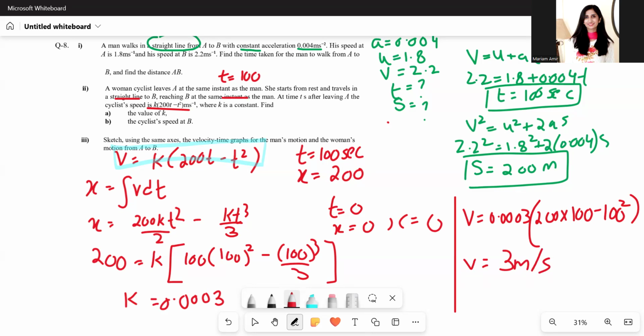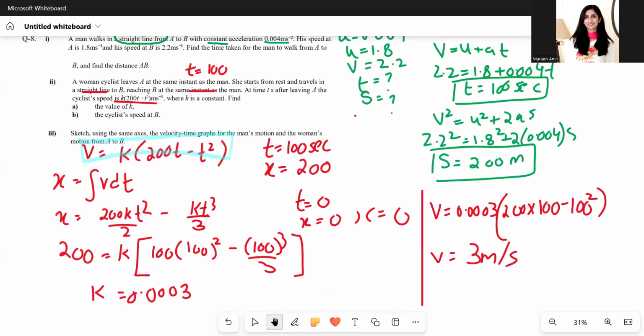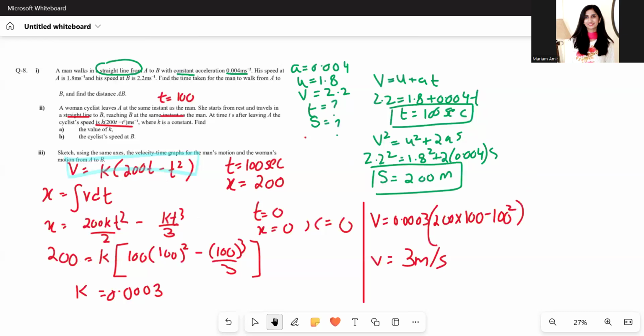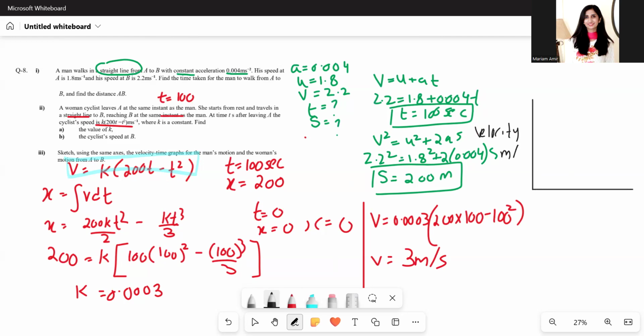Sketch using the same axes the velocity time graph for the man's motion and the woman's motion. Okay, so velocity on the y-axis in meters per second, time on the x-axis in seconds. So we know u, v, and t. For the man, u is 1.8, so 1.8 here. v is 2.2, so let's write 2.2 here.